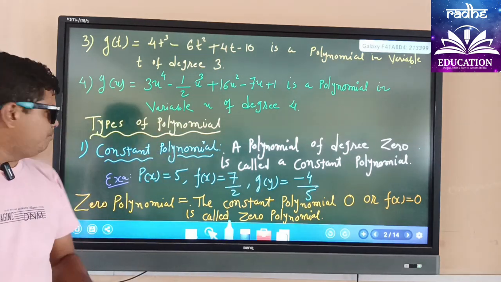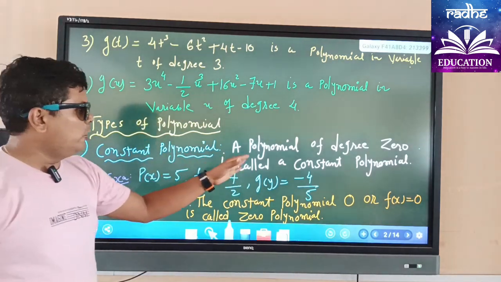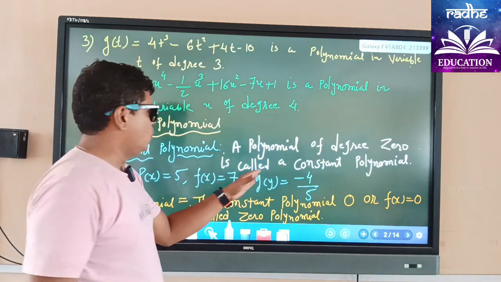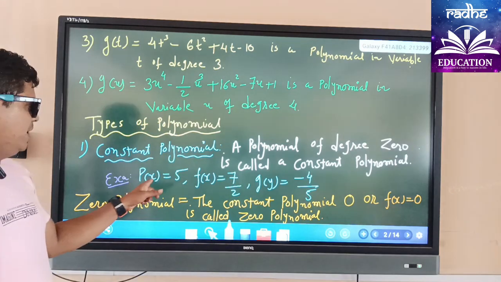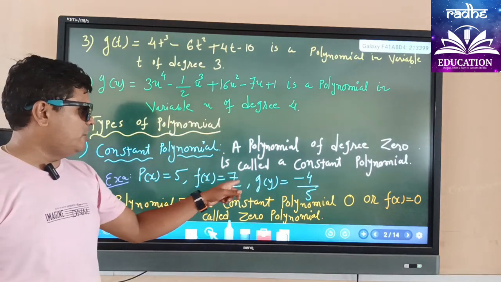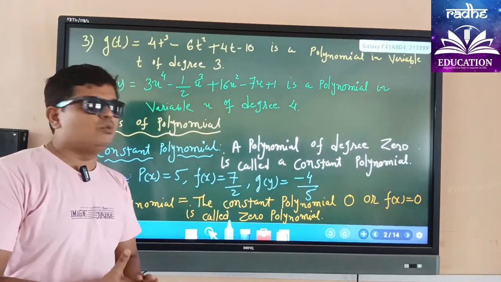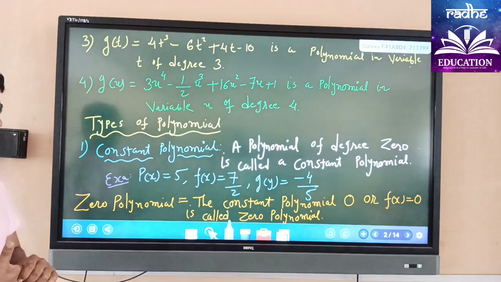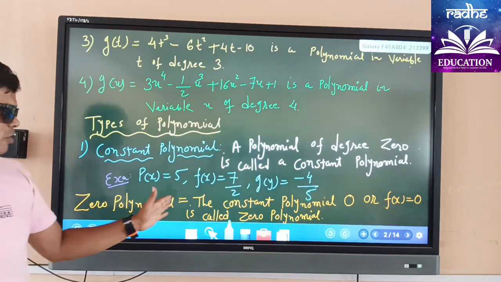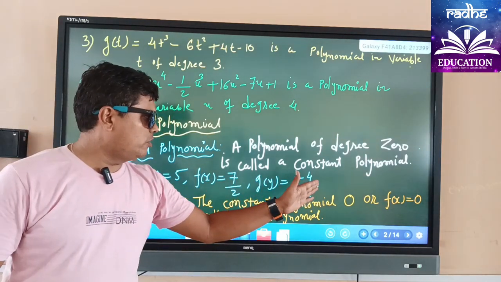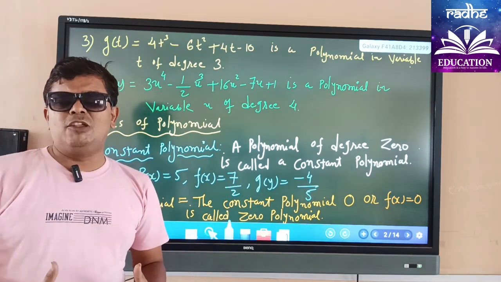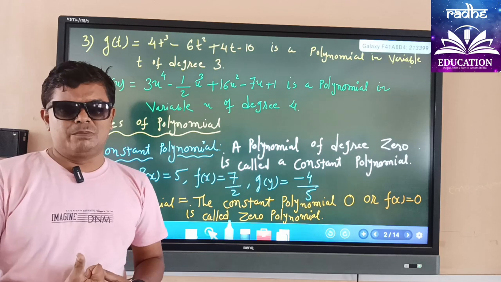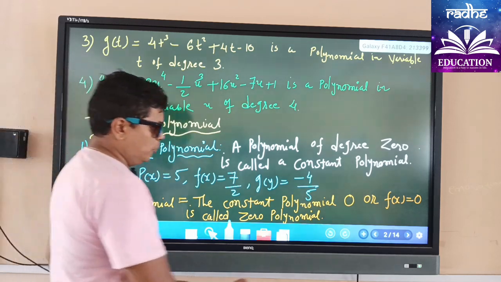Types of polynomial. Constant polynomial. A polynomial of degree 0 is called a constant polynomial. No variable is there, directly a value: p(x) = 5, f(x) = 7/2, g(y) = -4/5. These are called constant polynomials. Zero polynomial. The constant polynomial 0, or f(x) = 0, is called the zero polynomial. For any value of the variable, if the polynomial becomes 0, then it is called the zero polynomial.